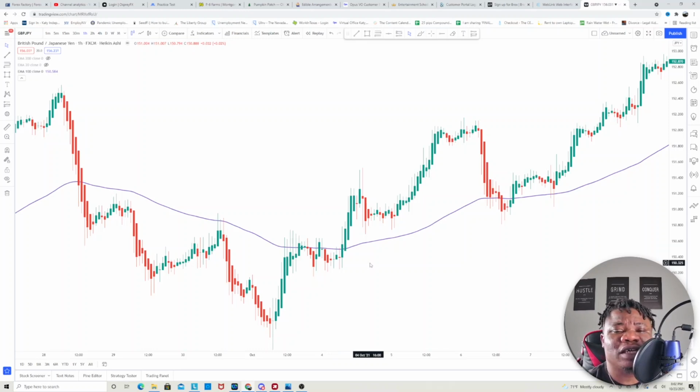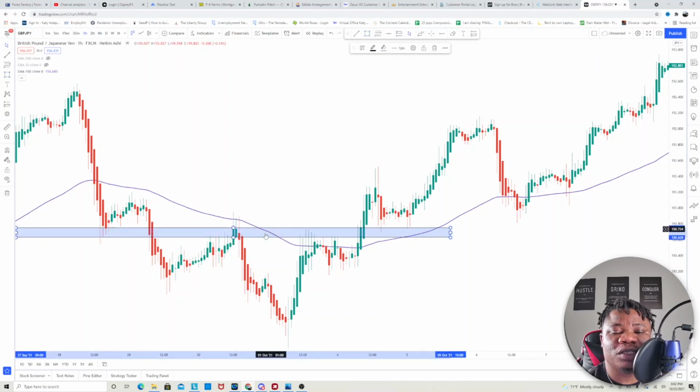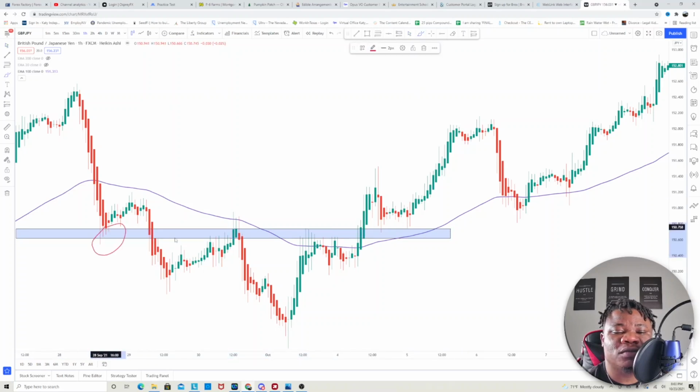But before you get in, now we need to look for our resistance zone, and we see that we have a resistance zone here. Because why? Because support became resistance, because support is always going to become resistance whenever you're trading. That's just how it is.